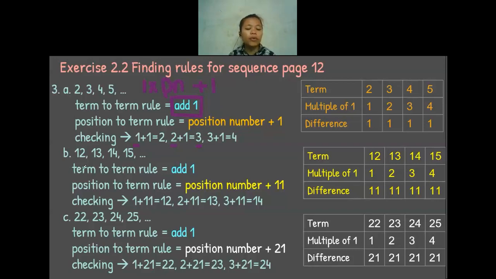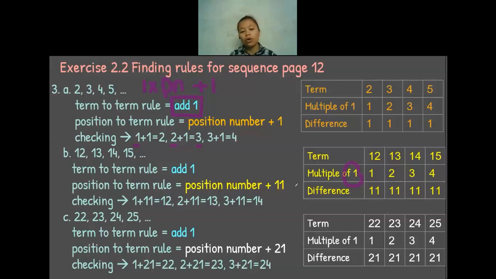For question B, we already have the sequence. Same, we have to check the term to term rule. The term to term rule is add 1. So for the table, I will have multiples of 1, and later we find the difference between the term and the multiple. The differences are all constant, 11. So the position to term rule is position number plus 11, or you can write it as 1 times position number plus 11.